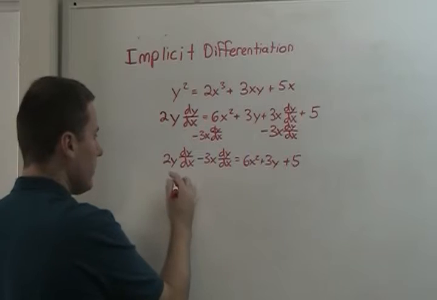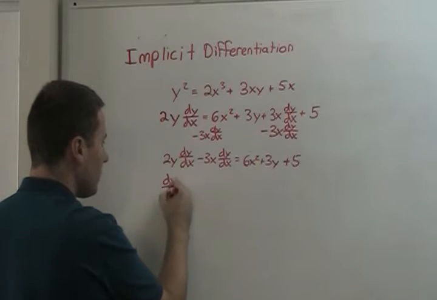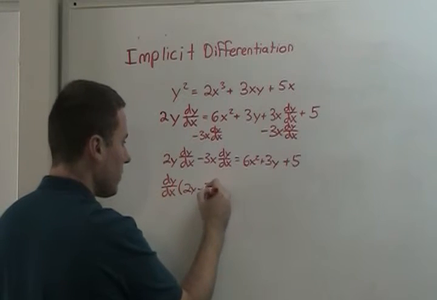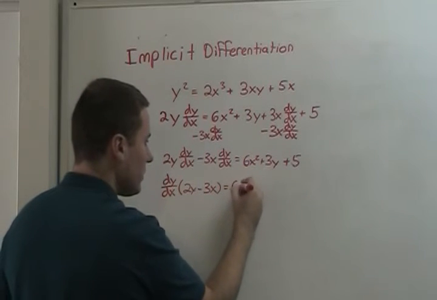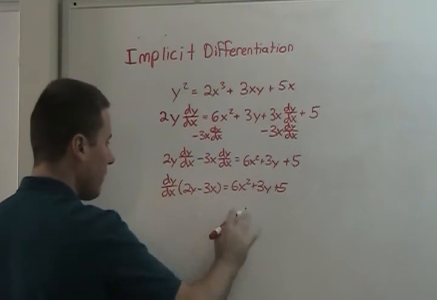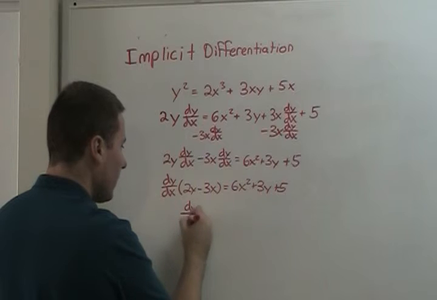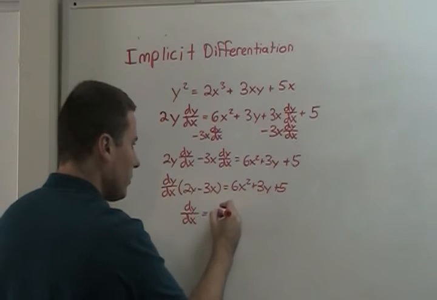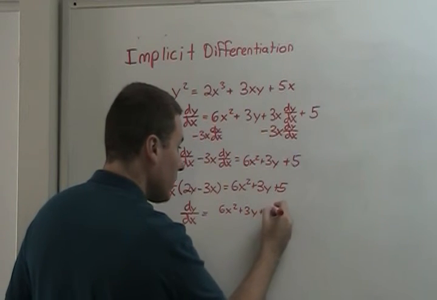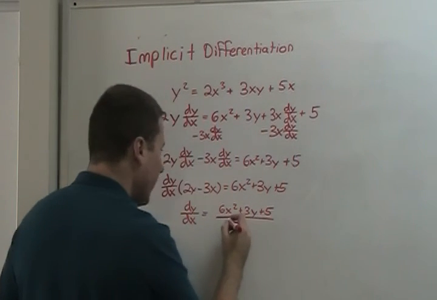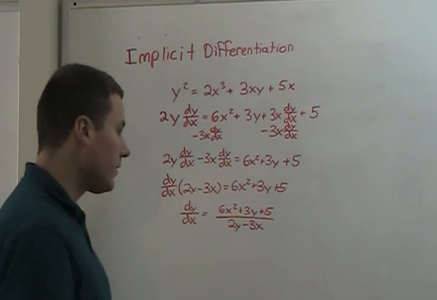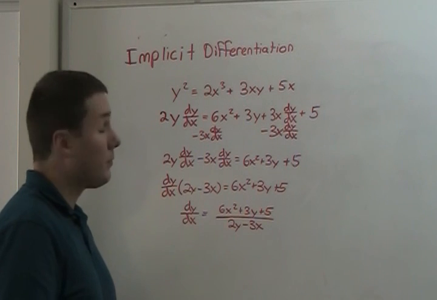Now I'm going to factor out a dy dx. So dy dx times 2y minus 3x equals 6x squared plus 3y plus 5. And then you divide over to get dy dx equals 6x squared plus 3y plus 5, all of that over 2y minus 3x. And that is your first derivative using implicit differentiation.